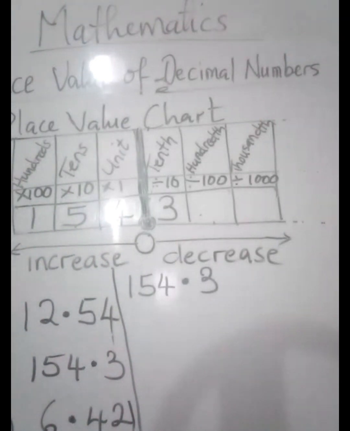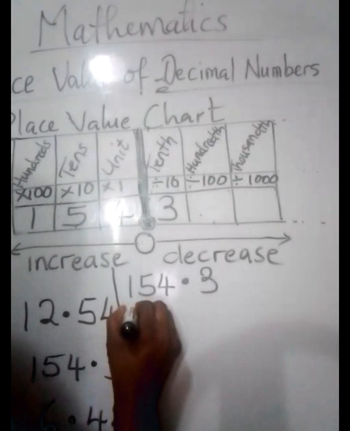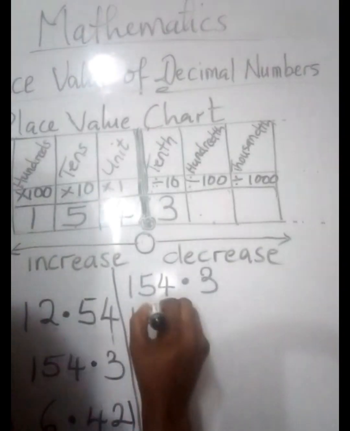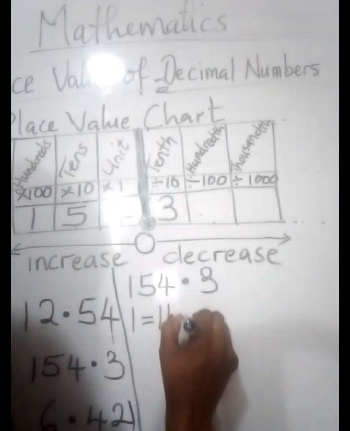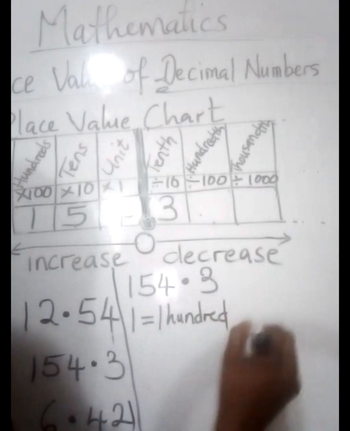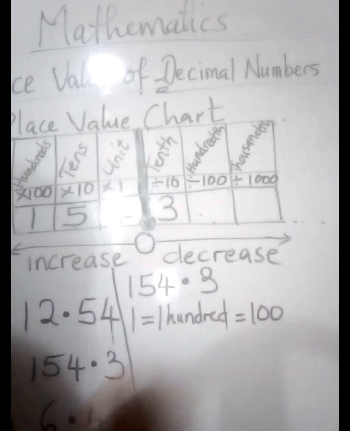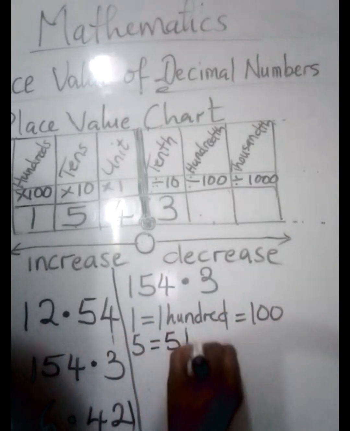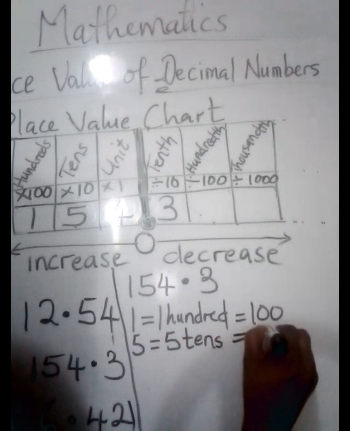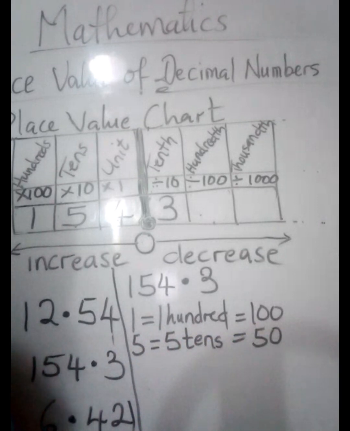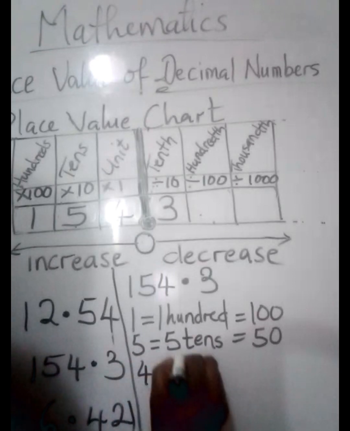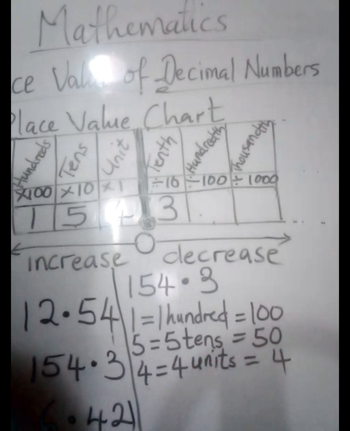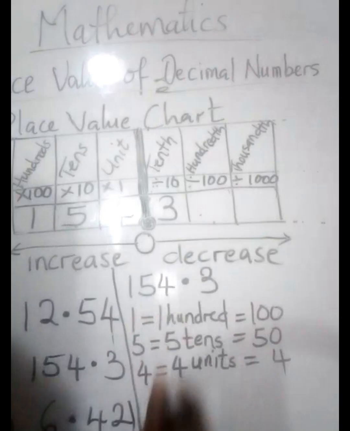Now, let's find the value of each of the single digits of this number. We start with 1. 1 is under hundreds, so it is 100. Now what is 5? 5 comes under tens, so it is 5 tens, and that means it is 50. And what is 4? 4 comes under units, 4 units, and it's simply 4. And then you come to 3.